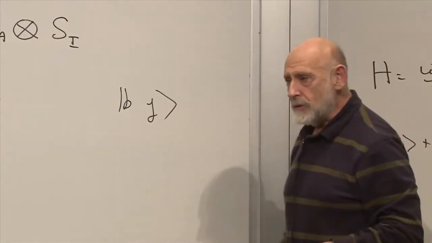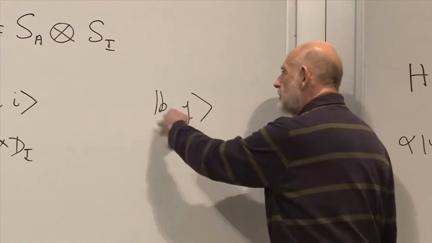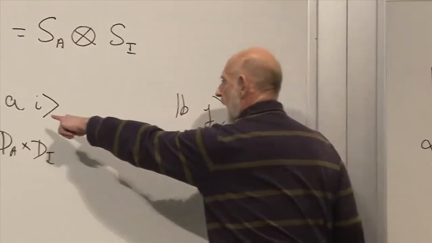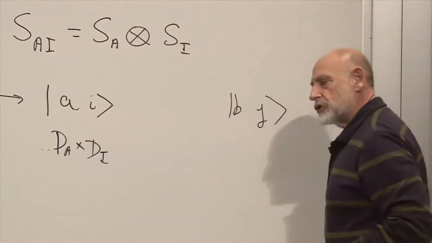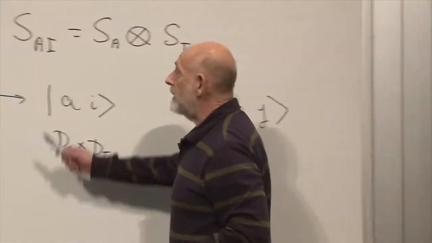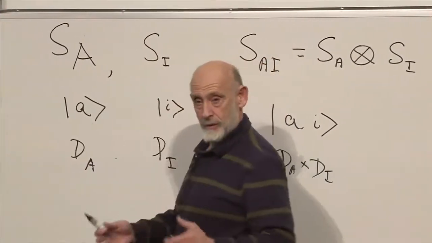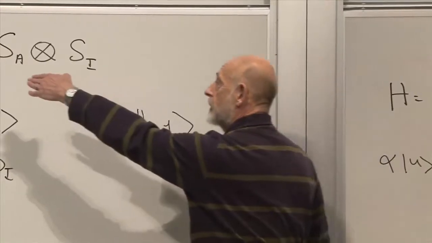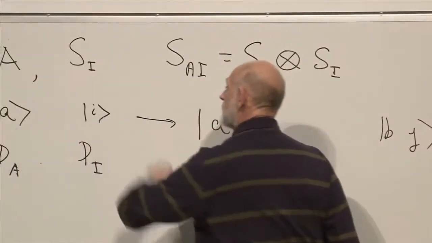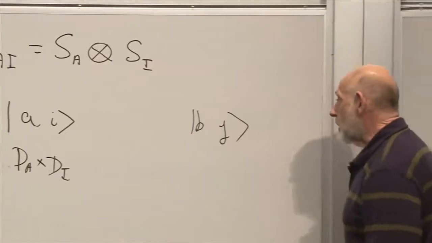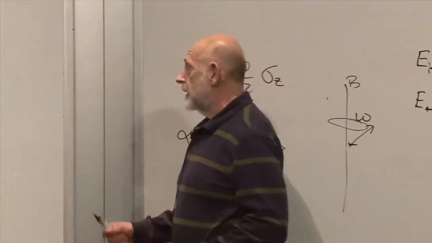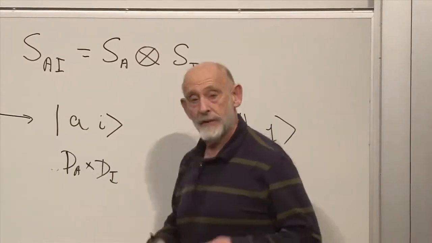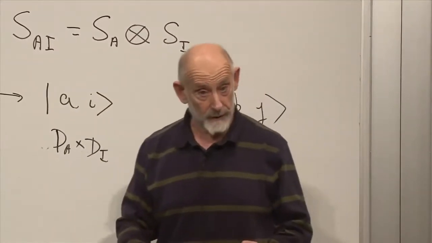Okay? If they don't match, these might be observably different. For example, if this B was the same as this A, but I was not the same as J, then there would be observable differences associated with observable differences in the subsystem I. So in order for them to have an overlap, B must equal A and J must equal I, and then they're observably the same vector.